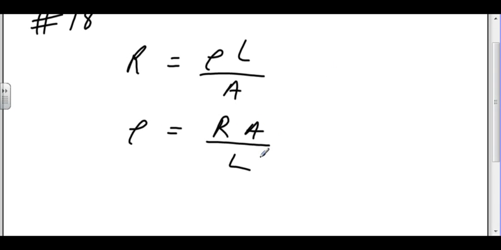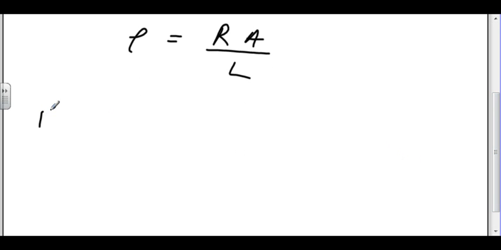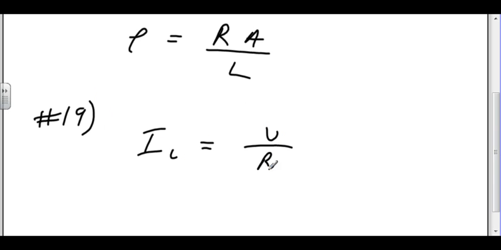Okay, 19. Current on the load: voltage divided by the resistance plus the resistor of the load. Okay, so looks like we're in Circuit Analysis 1 again. Current of the load, voltage divided by resistance total.